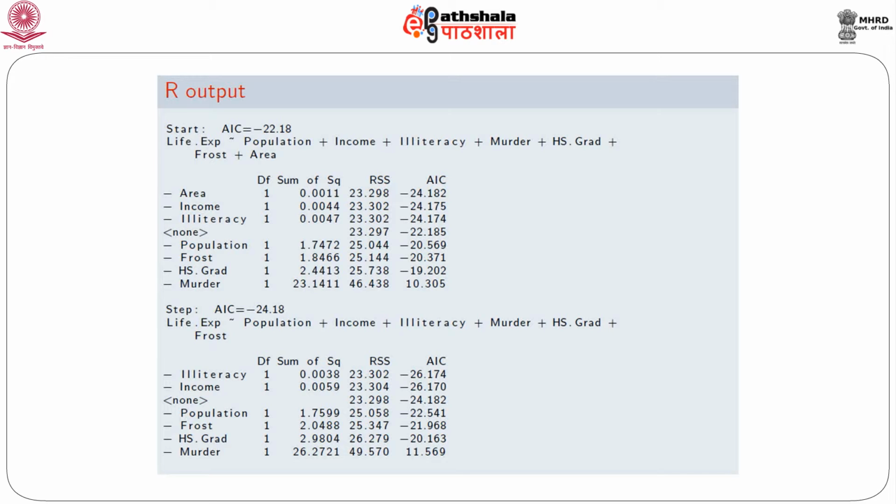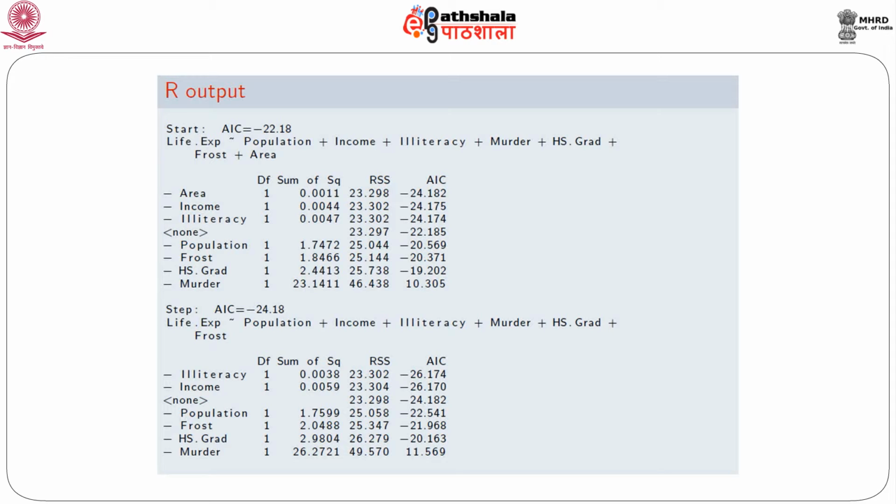So, first we removed area and fitted the model again and obtained the AIC, which was negative 24.182. Next, we removed income and obtained the AIC as negative 24.175, and so on and so forth for each of the predictor variables. And after we had done that, we have ordered the AICs. We know for AICs, the smaller the AIC, the better. So, the smallest AIC, negative 24.182, corresponds to area.